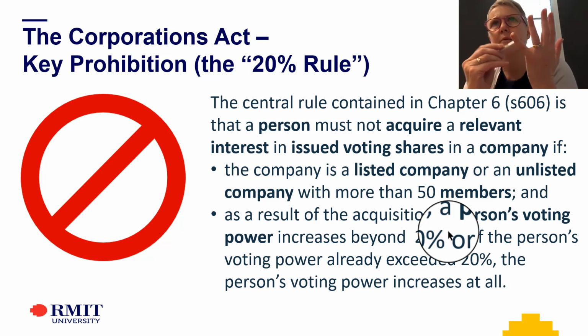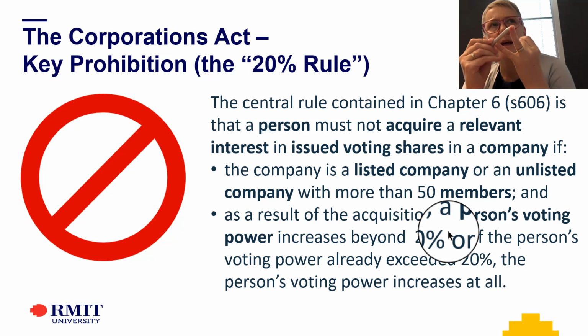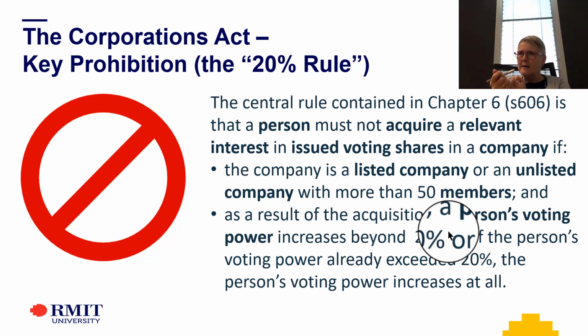So clearly from the very beginning, we need to understand what it means to acquire a relevant interest. We need to understand what it means to have voting shares, so what it means to acquire that interest in voting shares. And we need to understand what it means to have voting power. So intuitively, most of those make sense, but most of the law has been around identifying what that relevant interest looks like.